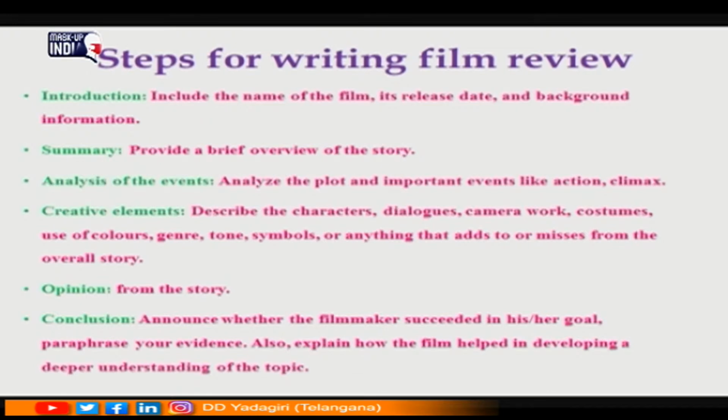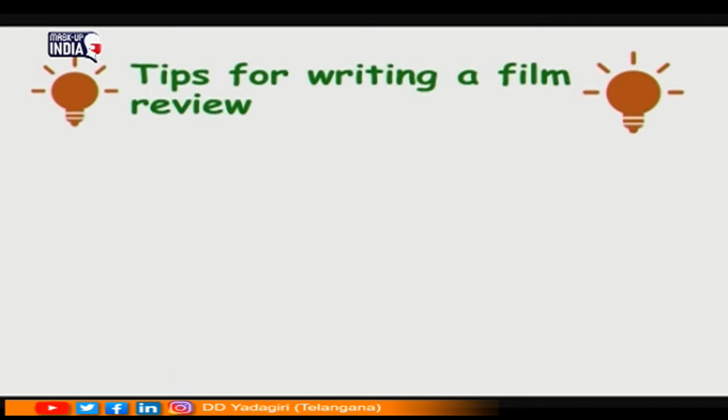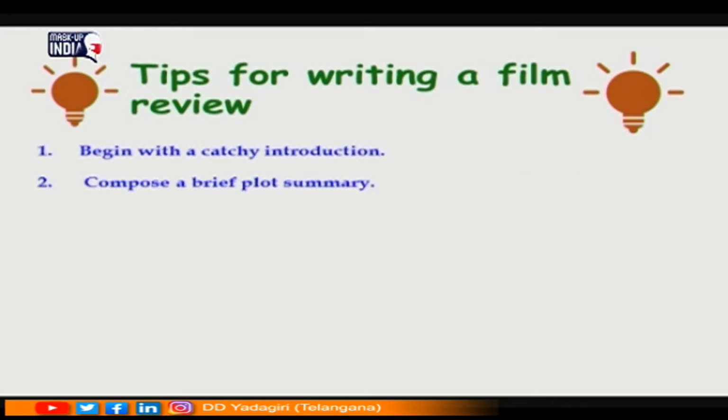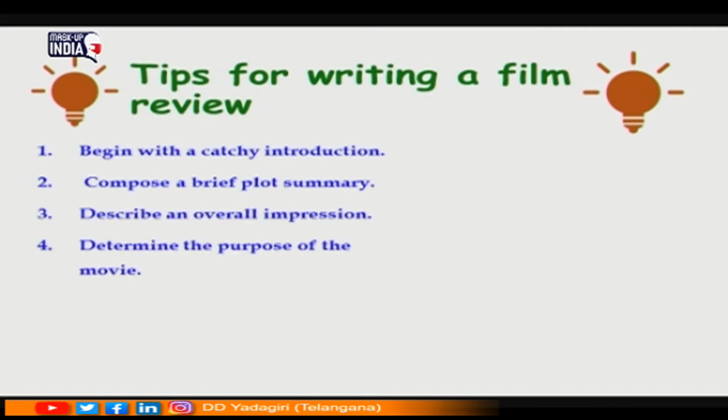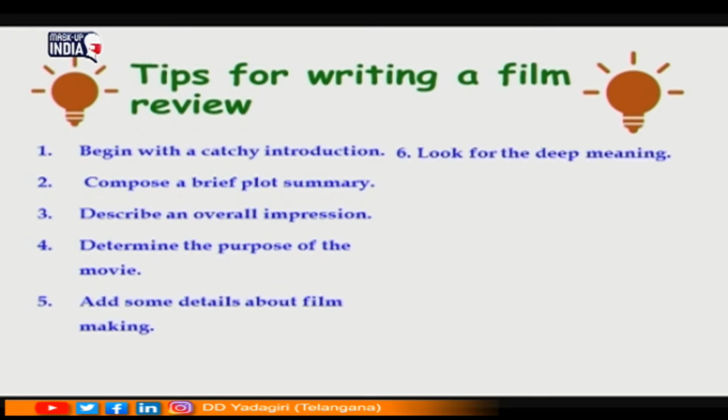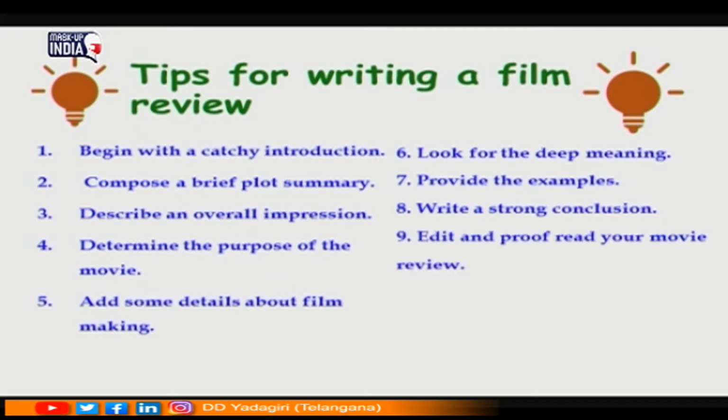And coming to the last one, you have to write the conclusion for a film review. Here, you should announce whether the filmmaker succeeded in his or her goal, paraphrase your evidence. Also, explain how the film helped in developing a deeper understanding of the topic. The last one is the tips for writing a film review. Begin with a catchy introduction, compose a brief plot summary, describe an overall impression, determine the purpose of the movie, add some details about filmmaking. Look for the deep meaning, provide the examples, write a strong conclusion, edit and proofread your movie review.